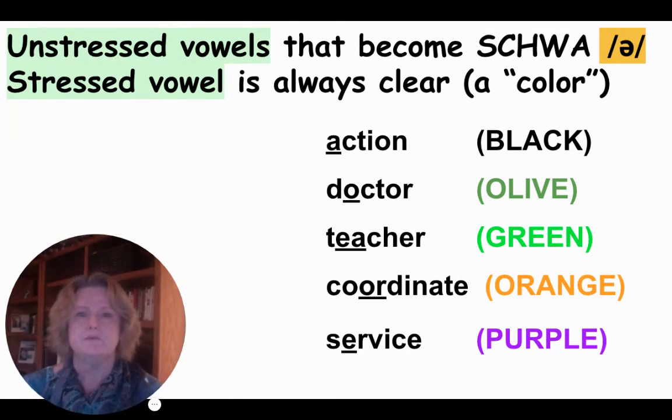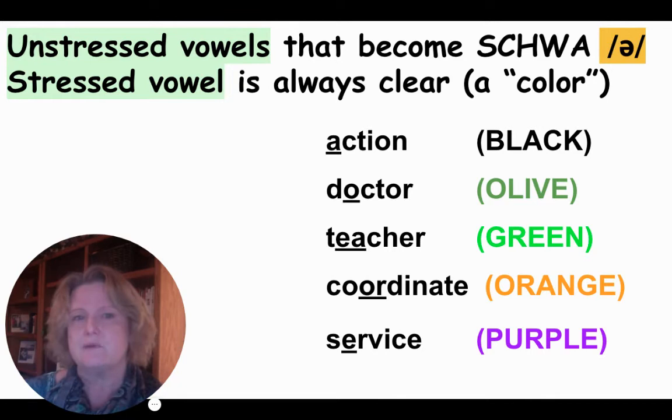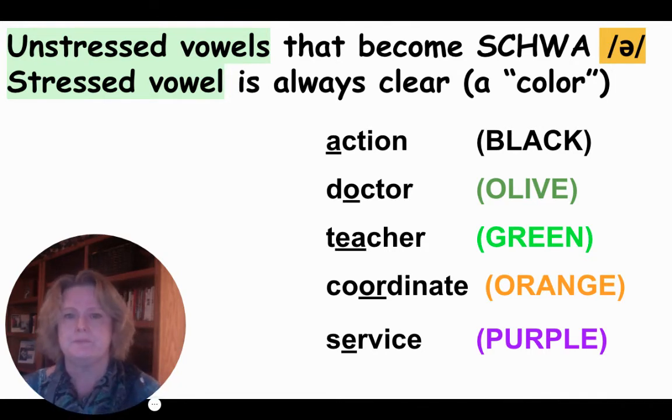Now we have a few more. So the stressed vowel is always a color. Action. Most unstressed vowels, not all, but most of them become a schwa. Action. So shun is always a schwa there. Doctor, which I mentioned before. Doc is olive, but the OR is just schwa, doctor. Same thing with teacher, as I mentioned.